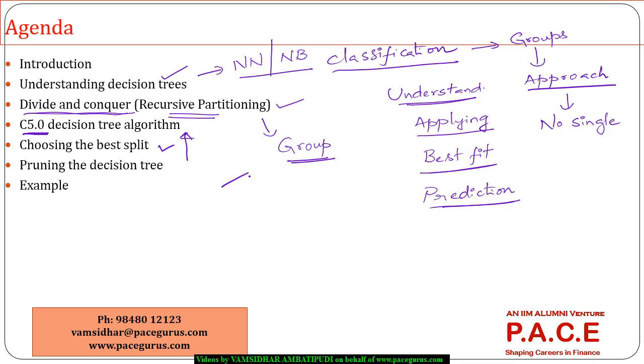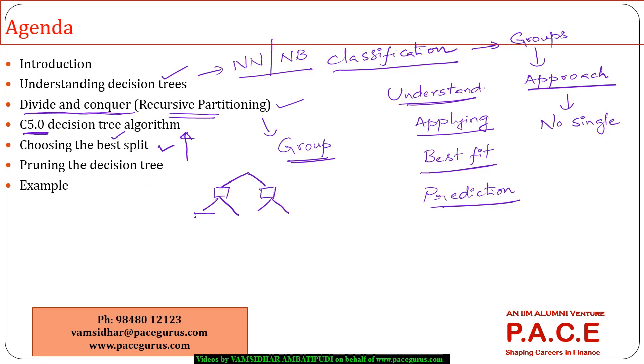Then I have to choose the best split. This is like a tree, so probably the tree shape is more like this. There is a splitting of the data that is occurring across. So I need to know what the basis is for splitting the data. How do I really choose the best split? I have to have some understanding regarding the same.